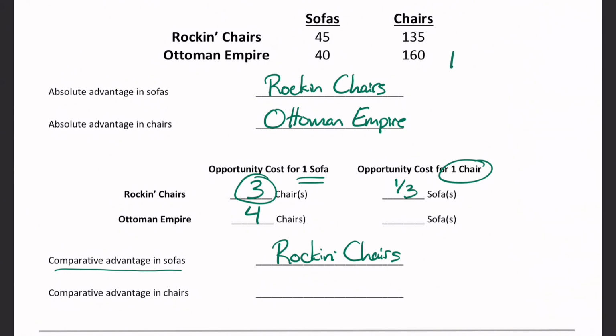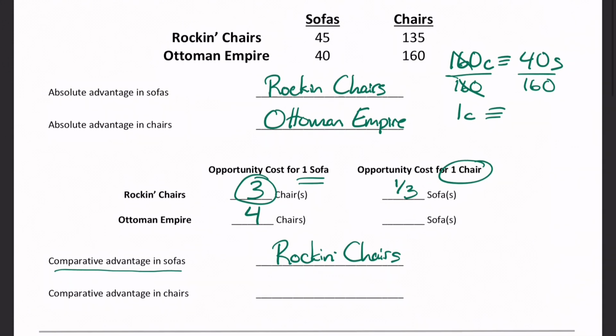All right, what about the Ottoman Empire? Well, for the Ottoman Empire, we know that 160 chairs is equivalent to 40 sofas. We want to get this down to just say one chair. How do we do that? Well, we divide both sides by 160, because by dividing both sides by 160, those cancel. We get one chair. 40 divided by 160 is 1/4 of a sofa. Now, these are in fraction form, but I think you can still figure this out. Who can produce one chair and give up fewer sofas in the process? Well, 1/4 of a sofa is less than 1/3, so therefore it is the Ottoman Empire.